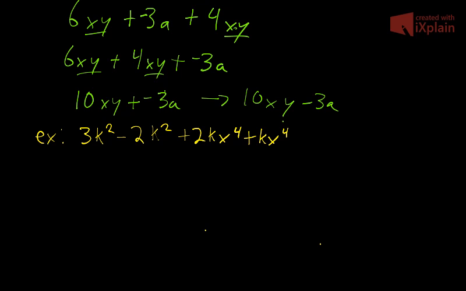If we look here, I already have the like terms sitting next to each other. I have this k squared and that k squared, and that should be telling me something. So I've got 3 of a thing minus 2 of that thing. If I have 3 apples minus 2 apples, I'm going to have 1 apple left, so I'm going to have 1k squared left.